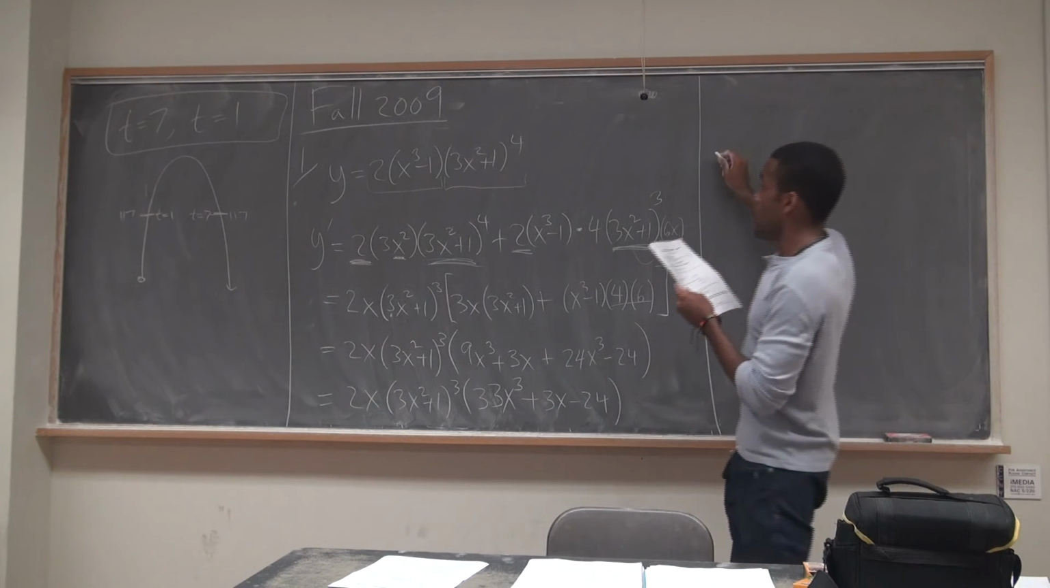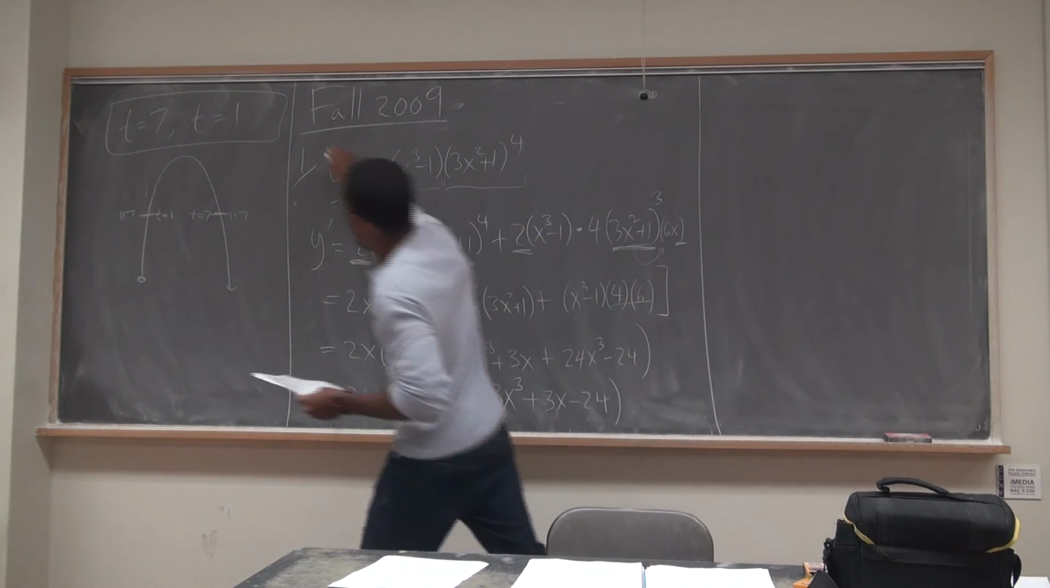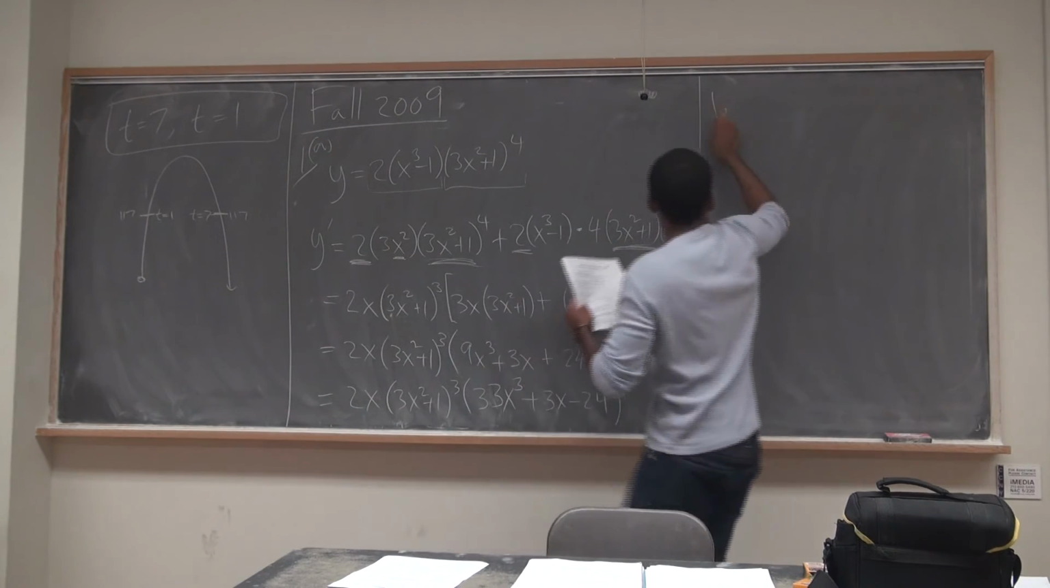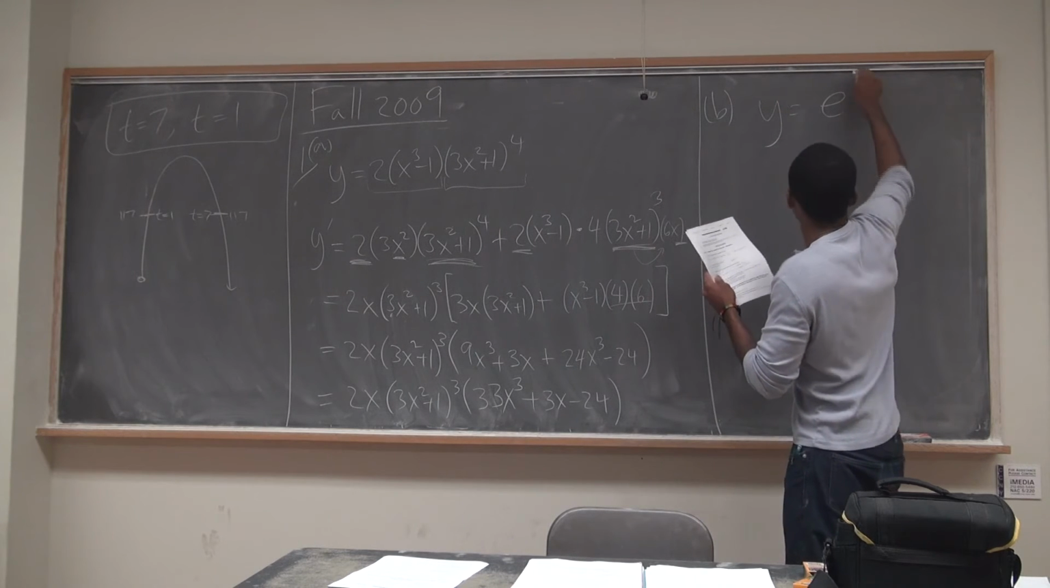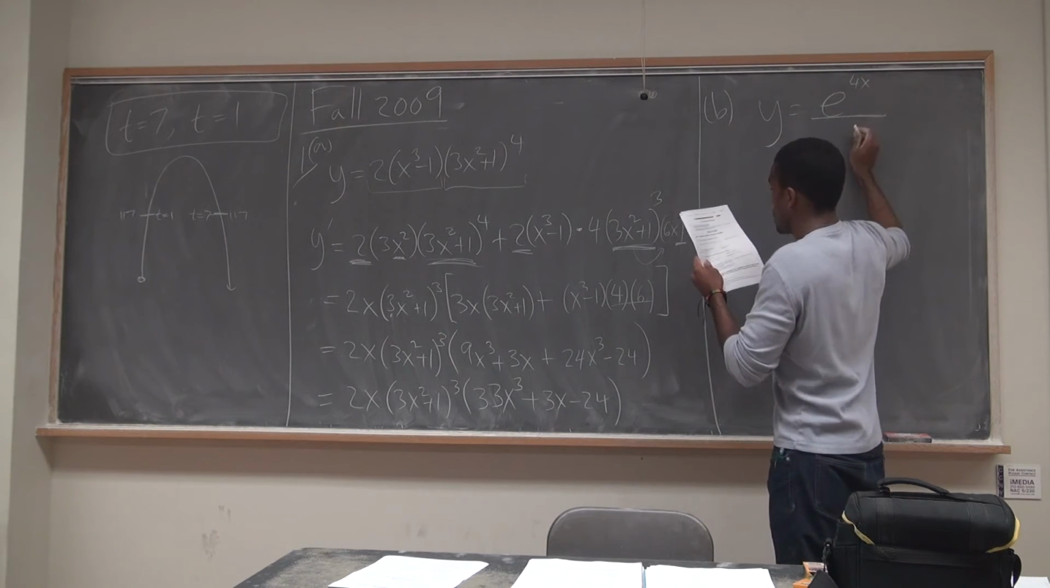Yeah, so part B, this was part A. Part B is y equals e to the 4x over 4 plus x.